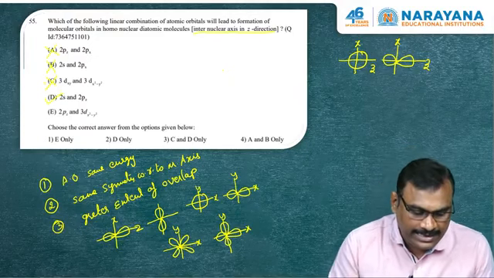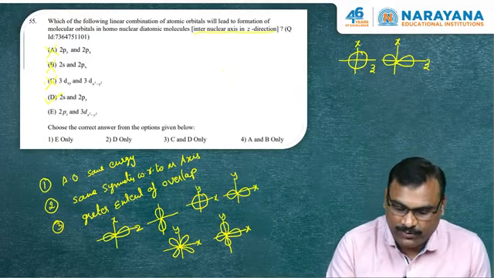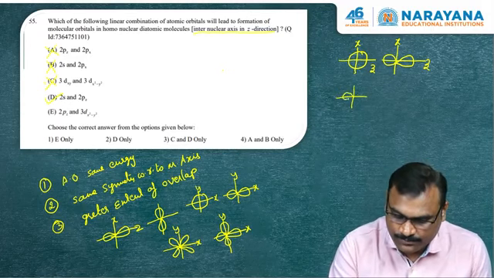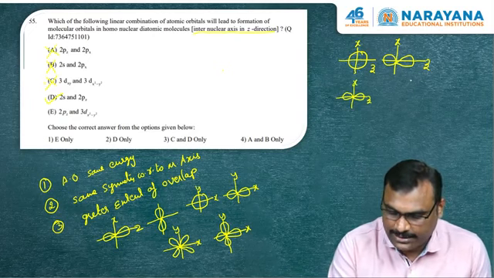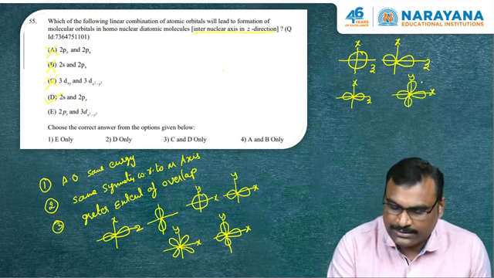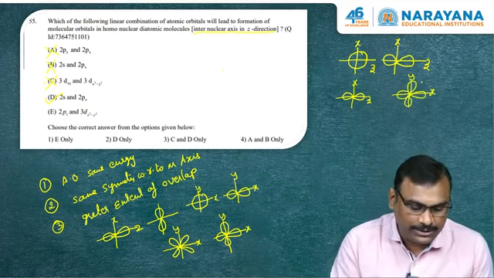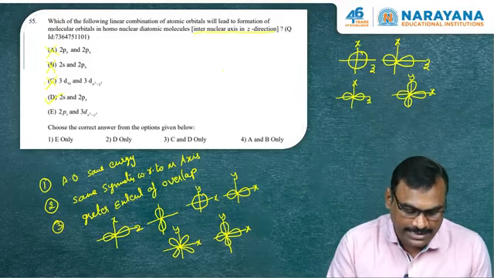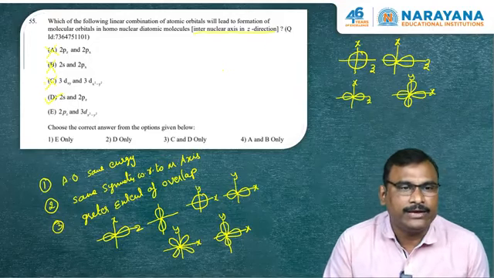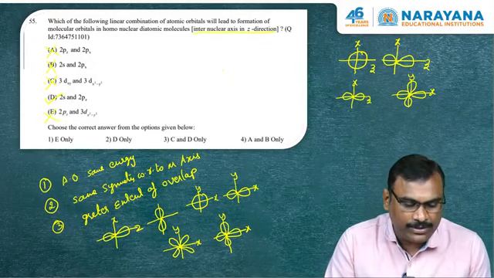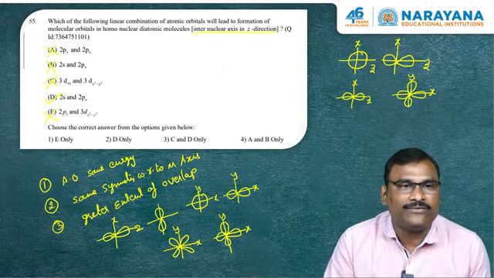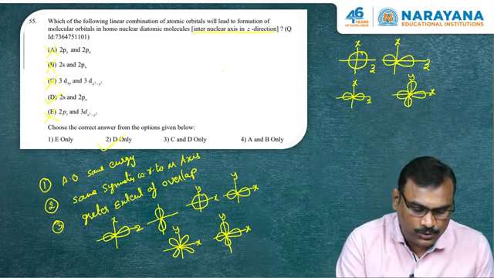And again in E, 2pz and 3dx²-y². Likely this is the 2pz, and this is x, and 3dx²-y² has its electron density in the xy plane. For the 2pz, the electron density is in the z direction, so again they do not have the same symmetry to combine. So among the given, only option D is the favorable condition for the linear combination of atomic orbitals to give a molecular orbital. So option 2 is correct.